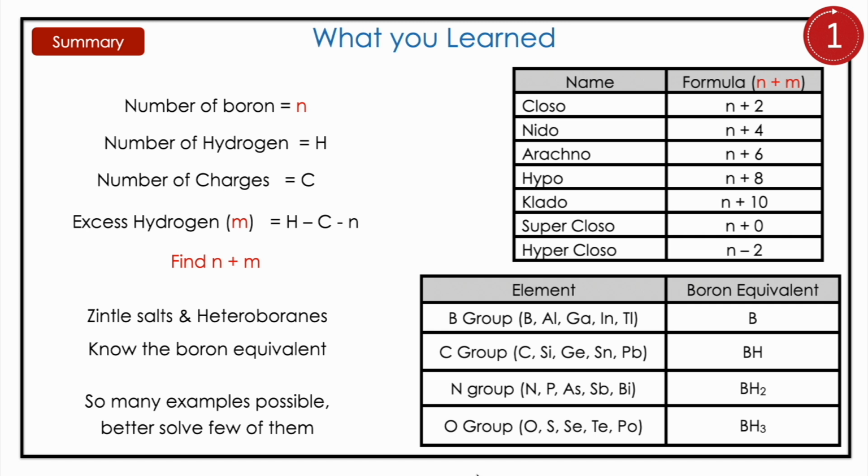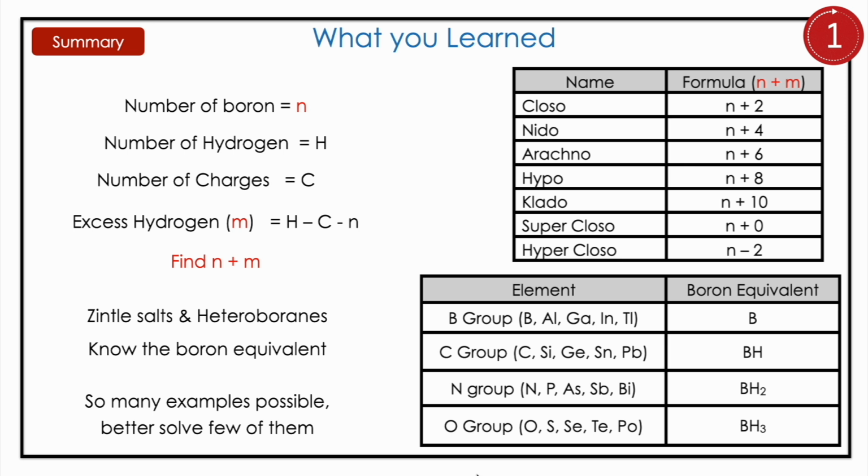Then we summarize what we learned already. To identify the structure, first step will be finding the excess of hydrogen. The formula is M equals H minus C minus N. H is number of hydrogen, C is charge, N is number of boron. If a Zintl salt or heteroborane is given, you should write the boron equivalent. Boron group means boron, carbon group means BH, nitrogen group means BH2, oxygen group means BH3.